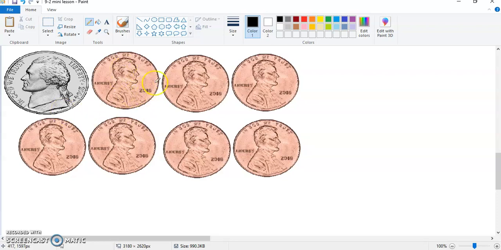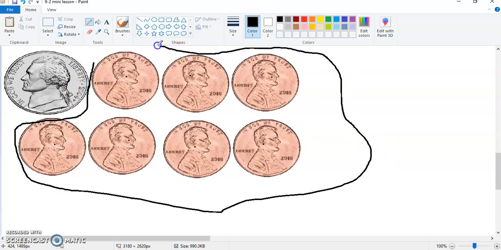So one way we could do it is by counting by pennies. So we could go 1, 2, 3, 4, 5, 6, 7. That's 7 cents right there. We don't even need the nickel. That's 7 cents, because each penny we count by ones. So there's 7 cents. We could do that.